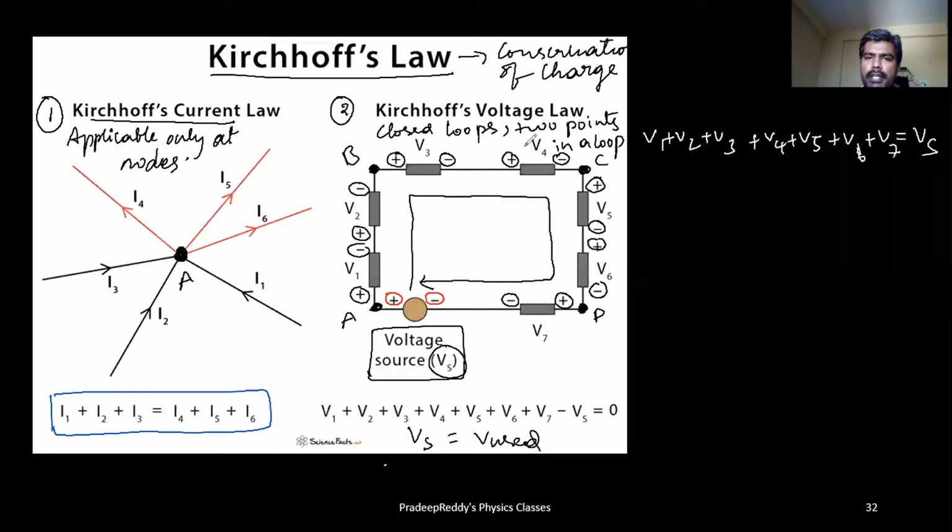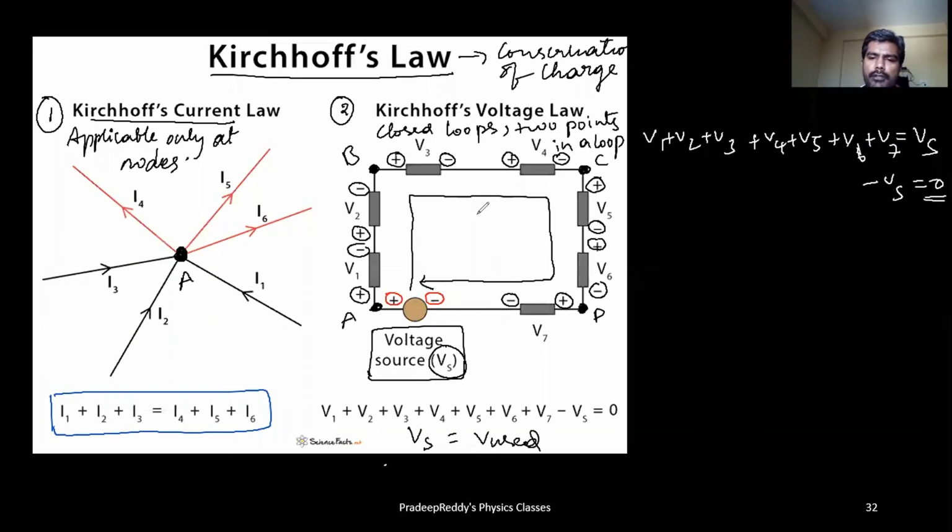Total voltage supplied will be equal to total voltage dropped across these components. Components can be capacitors or resistors, any device it can be. But remember that total voltage which you are providing will be dropped across all these resistors or all these capacitors, all these components. Or you can even write V1 plus V2 plus V3 plus V4 plus V5 plus V6 plus V7 minus Vs is equal to 0. That is how you will be using voltage law, which is applicable for loops or 2 points in the loops.